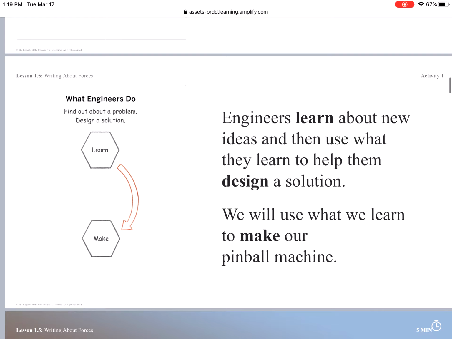And then engineers learn about new ideas and then use what they learn to help them design a solution. We will use what we learned to make our pinball machine. So whatever we learned, we were going to use that to make the pinball machine if you're doing the pinball machine.